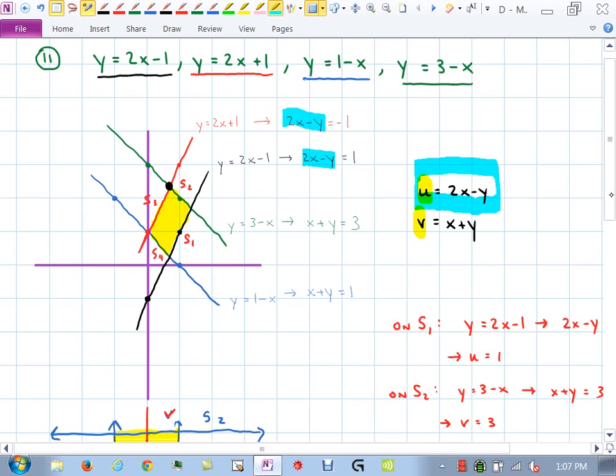Again, they're identical. You have x plus y, in one of them it's equal to 3 and the other one's equal to 1. So again, equal to constants, aren't they? So if I call v the x plus y, then I'll have v is equal to 3 and v is equal to 1. That kind of makes sense? Okay, so let's choose those transformations.